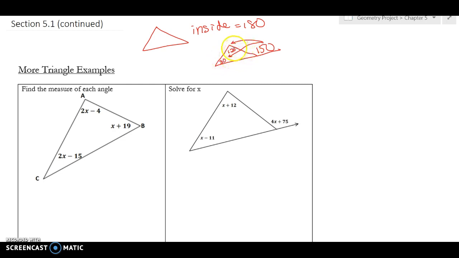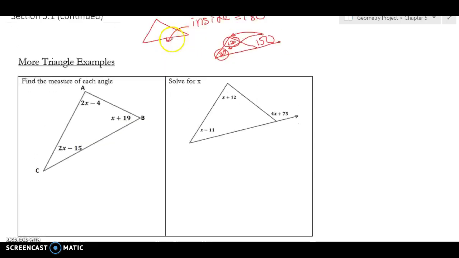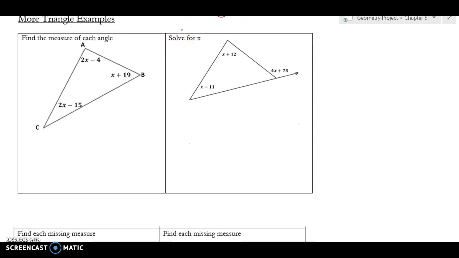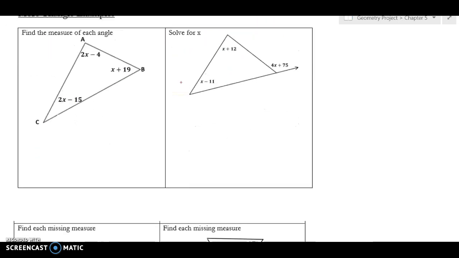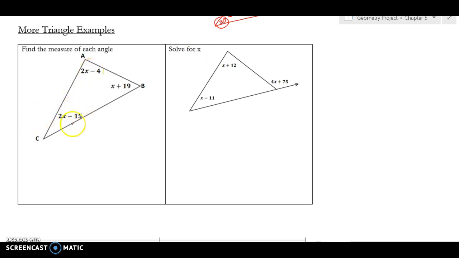I usually call that the firework rule, firecracker, because it goes far away. So those are the two rules we know. We know that inside three angles add up to 180. And then we know that this outside angle equals the sum of the two remote interior angles. Okay. So let's go ahead and look at this first example. You should make sure you're writing them down.